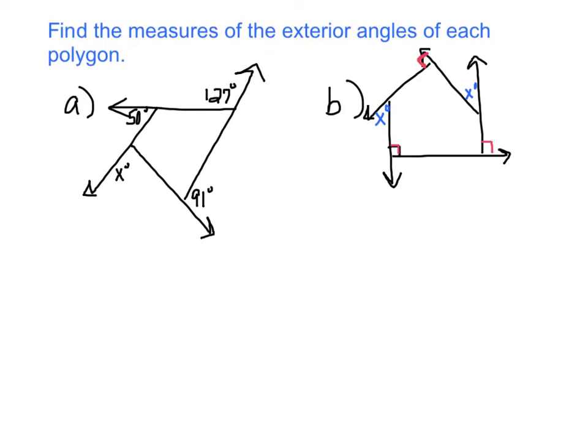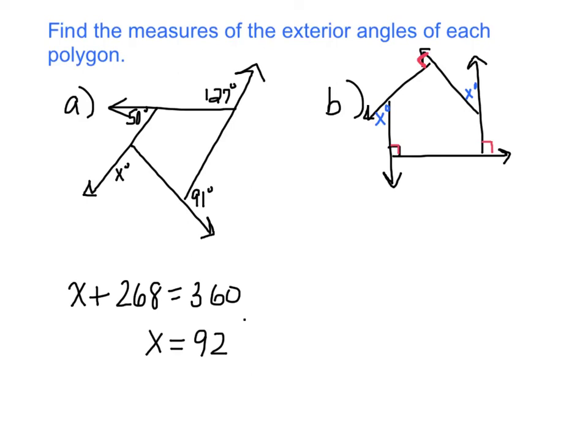So if we look at the first shape, we have 1, 2, 3, 4. This is a four-sided figure, so we have four angles. We know that x plus 50, 127, 91, they all give you 360. So let's add together 50 plus 127 plus 91. And that would give you 268. And that equals 360. We subtract 268 on both sides. You get x equals 92.